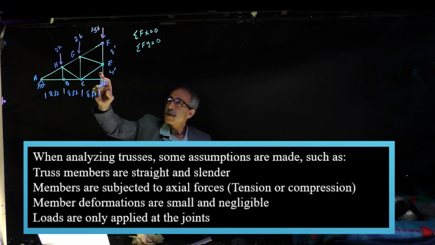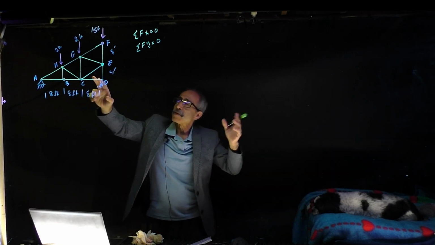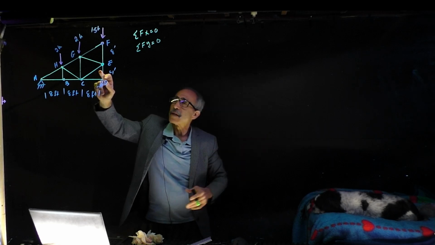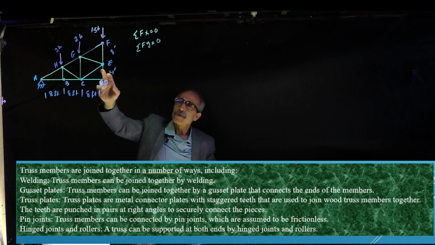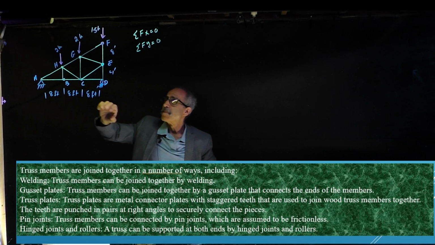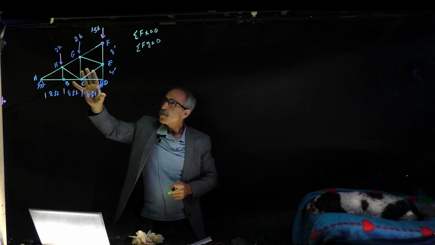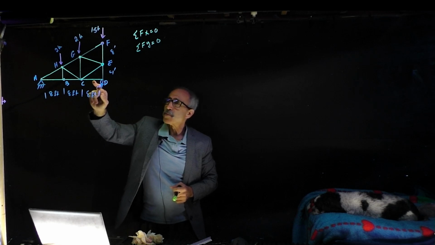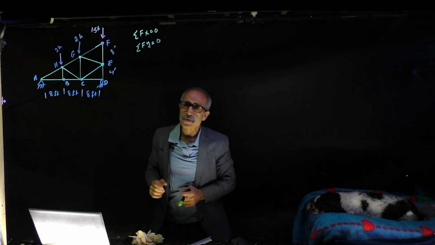All members are straight, and there are a number of ways we can connect these, which I have on the screen. One of them is a gusset plate, which I already have done an example of. You can see the link down below, using the latest AISC edition. But to analyze this, each member is either in tension or in compression. We're going to go ahead and calculate those member forces.